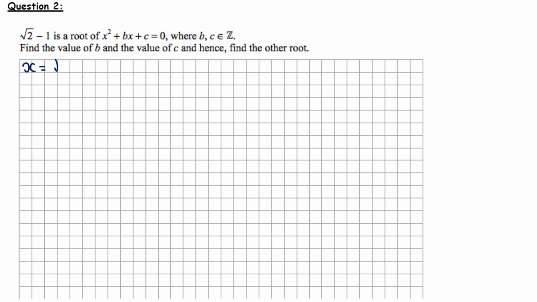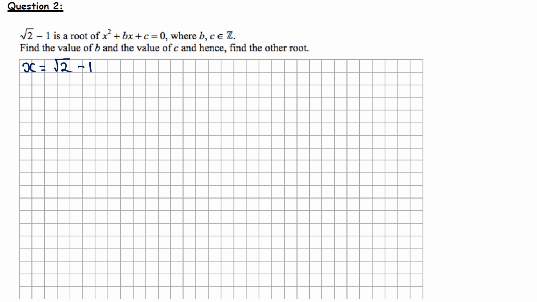X equals root 2 minus 1. Now, we're not used to seeing roots in this form. Generally, we see roots presented to us as integers and we work from there. So presenting here this irrational root, that root 2, is slightly different to anything we've seen, but we're still going to treat it the same way.